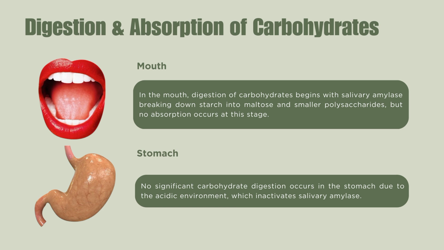After being swallowed, the partially digested carbohydrates travel down the esophagus and into the stomach. Interestingly, the acidic environment of the stomach temporarily halts carbohydrate digestion because the low pH deactivates salivary amylase. However, this pause is only momentary as the real action resumes once the food moves into the small intestine.